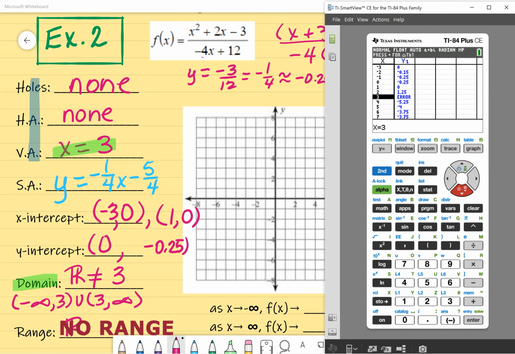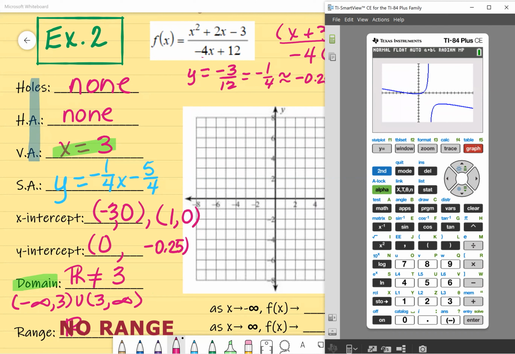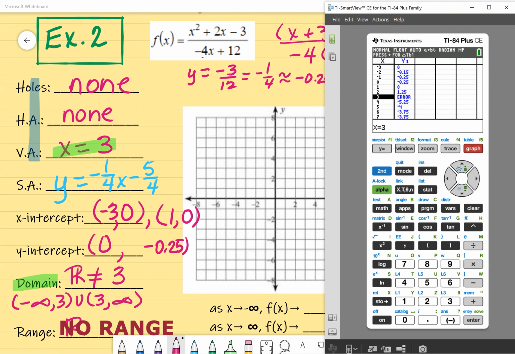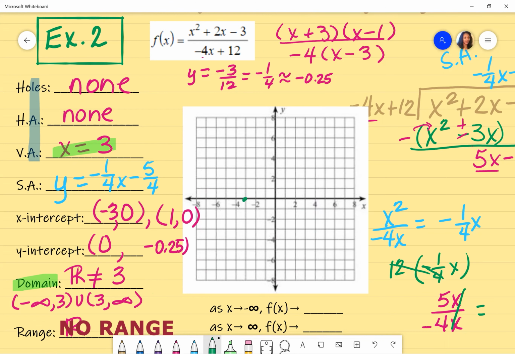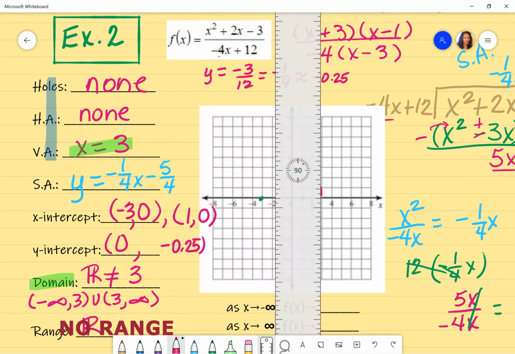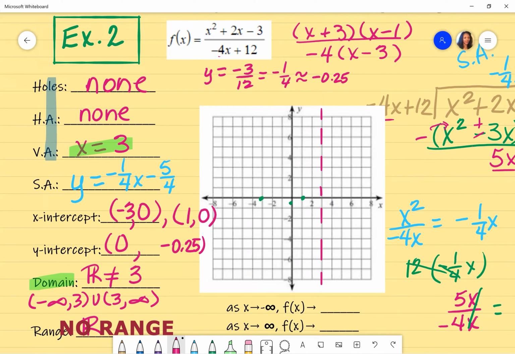Now, if I want to see what the graph actually should look like, this is what it should look like. I'll put the slant asymptote formula in also so I can graph it. But for now, I'm going to go back here and just graph some points. So I have -3 and 0 and 1 and 0. Those are my x-intercepts. And then I have my y-intercept. I don't have anything else as far as points, but where x is 3, I'm going to have a vertical asymptote.